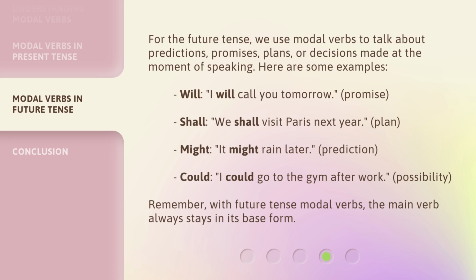Plan. Might: it might rain later. Prediction. Could: I could go to the gym after work. Possibility. Remember, with future tense modal verbs, the main verb always stays in its base form.